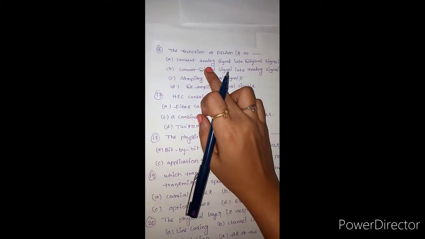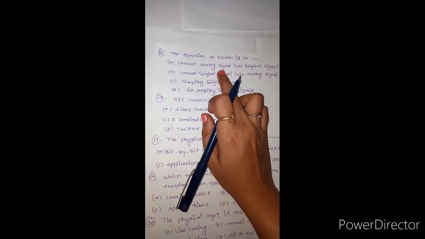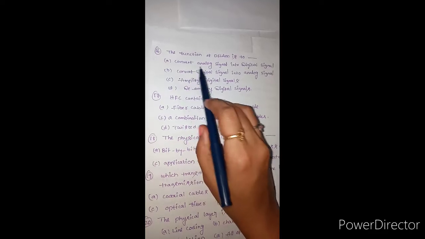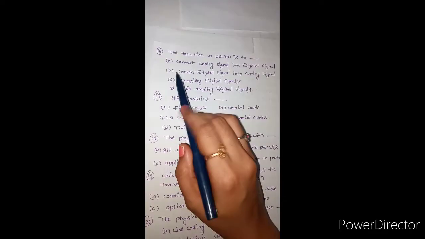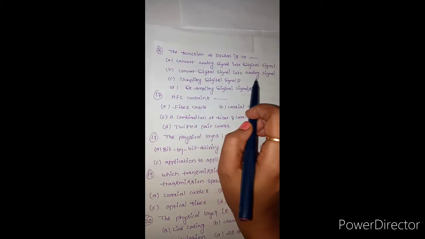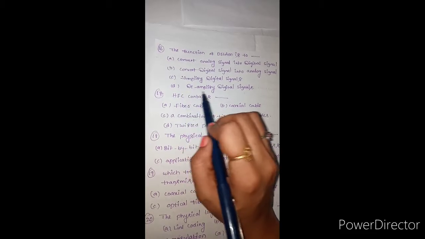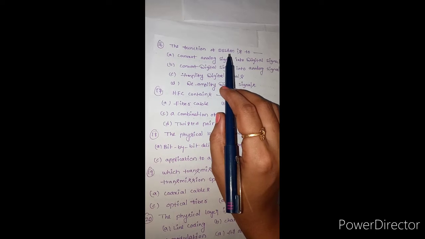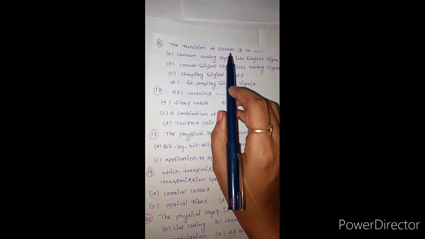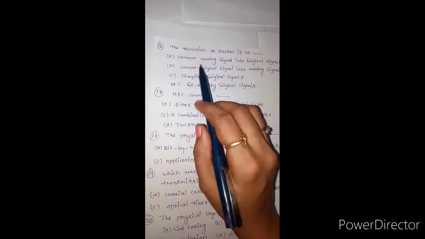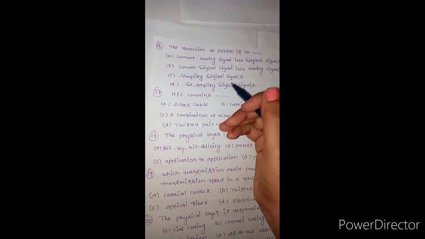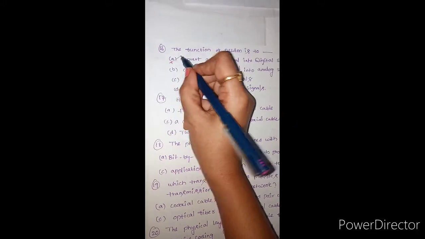Next one, the function of DSLAM is dash. Options: Option A, convert analog signals into digital signals. Option B, convert digital signals into analog signals. Option C, amplify the digital signals. Option D, de-amplify the digital signals. Here DSLAM stands for digital subscriber line access multiplexer. It is used by the telecom to convert the analog signals to digital signals for the purpose of providing internet. So option A is the correct answer.